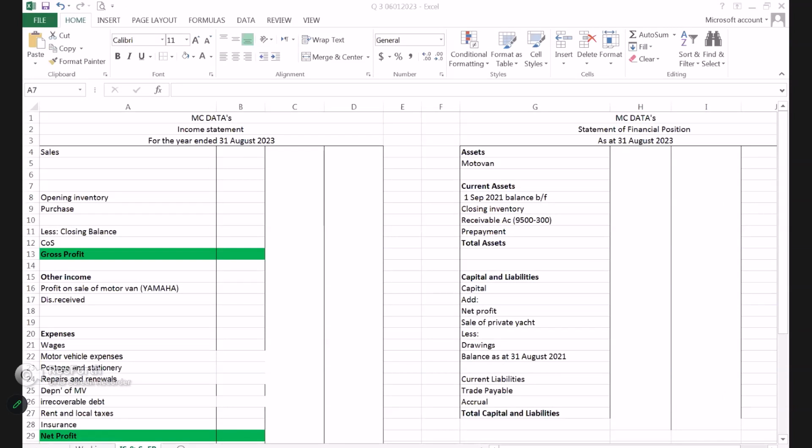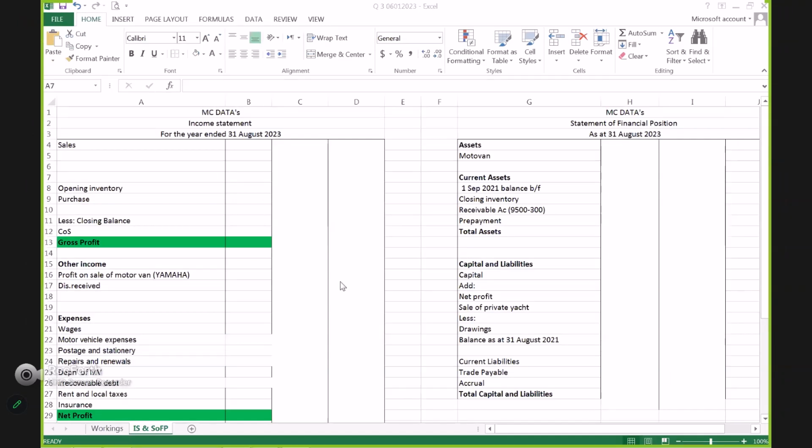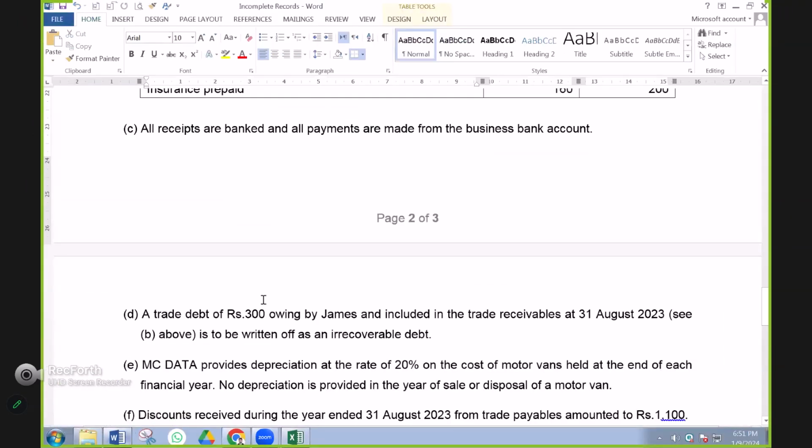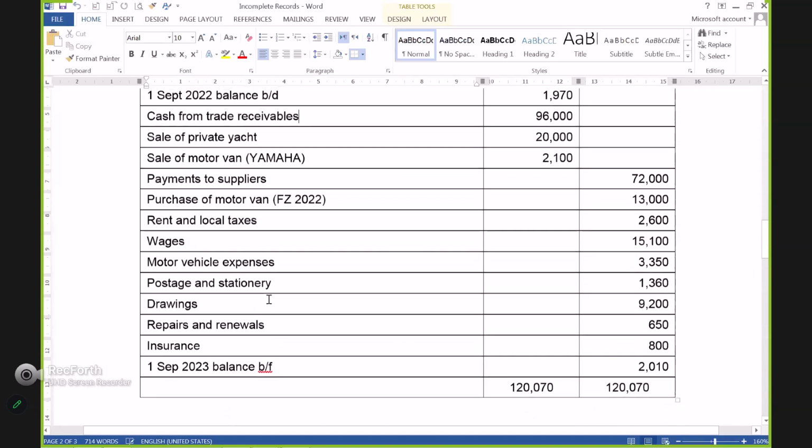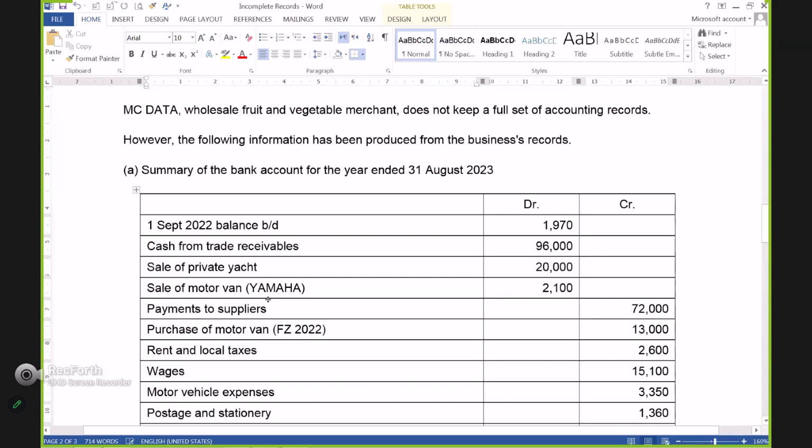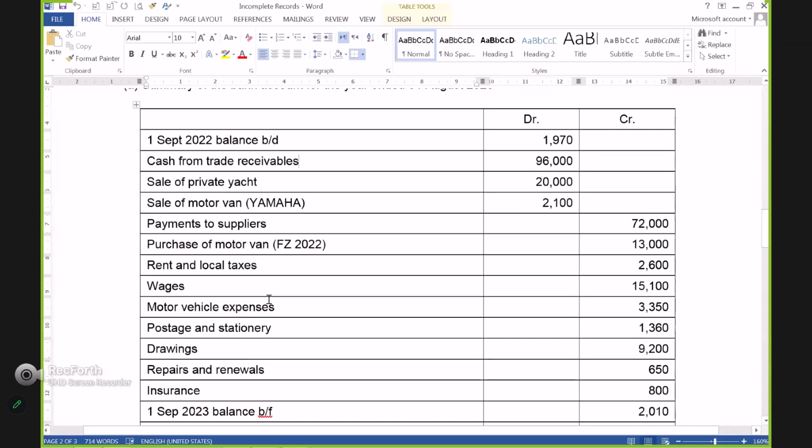So I think you have the question. According to that question, we will do. The first thing is, MC data, wholesale fruit and vegetable merchant, does not keep a full set of accounting records. So the accounting record is not full, because they prepare just some accounts. However, the following information has been produced from the business records. So first, the bank summary is given.